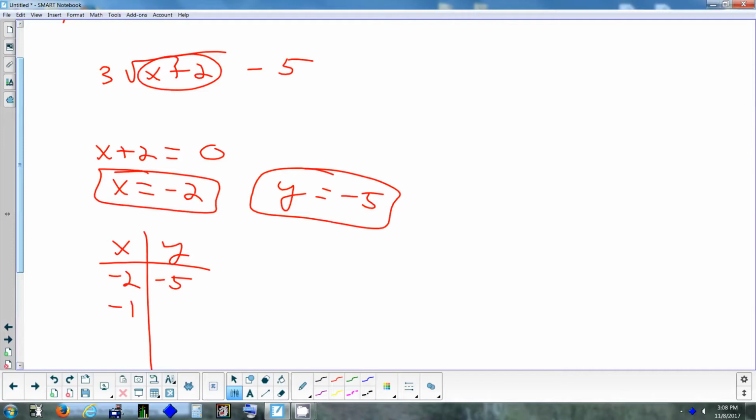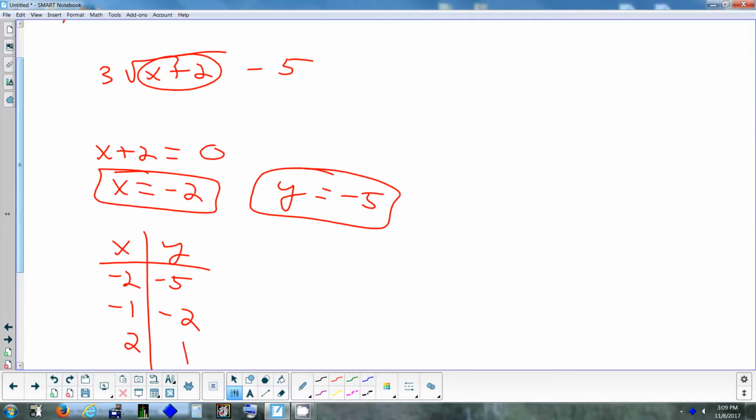So let's pick some ones that are easy for us to do. Let's do negative 1. Negative 1 plus 2 gives me 1. And what's the square root of 1? 1 times 3. And 3 minus 5. Negative 2. All right, actually, you tell me, what would be another x value we could do in our head? 2 would be good, yep. 2 plus 2 is 4. Square root of 4 is 2. Times 3 is 6. 6 minus 5 gives me 1.